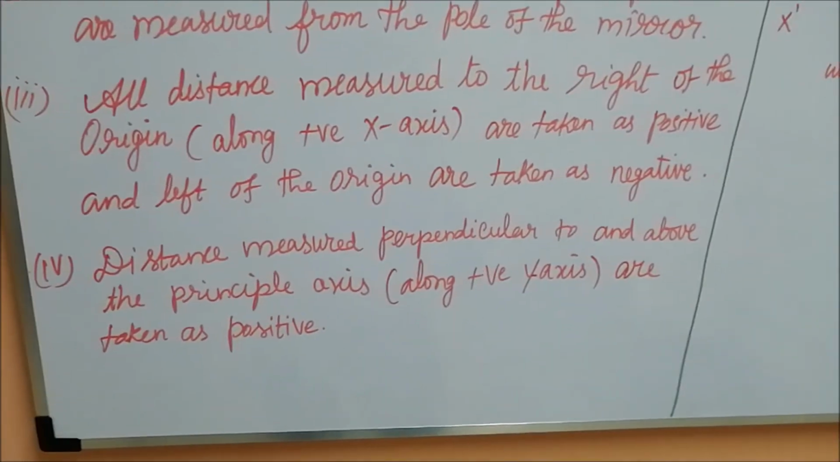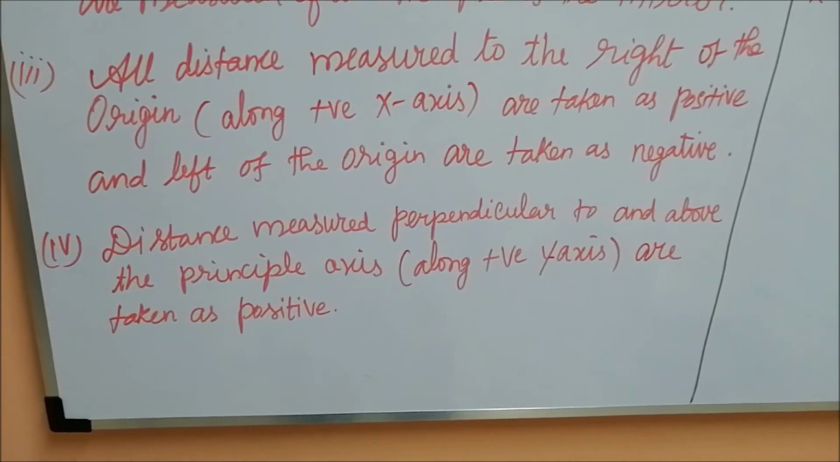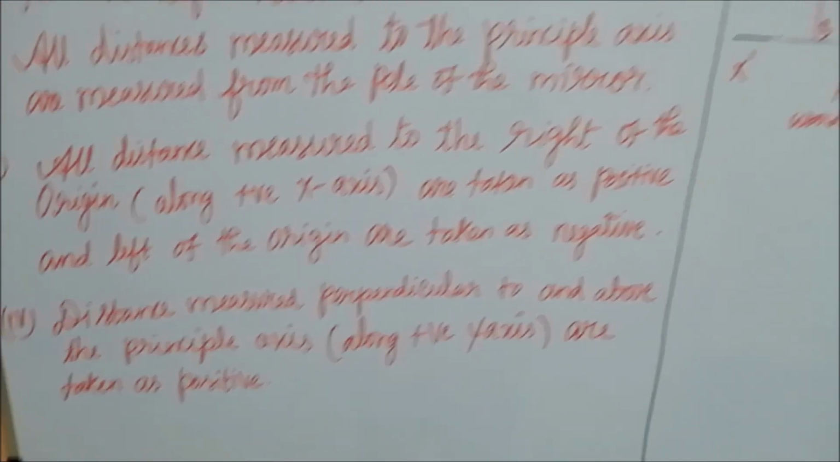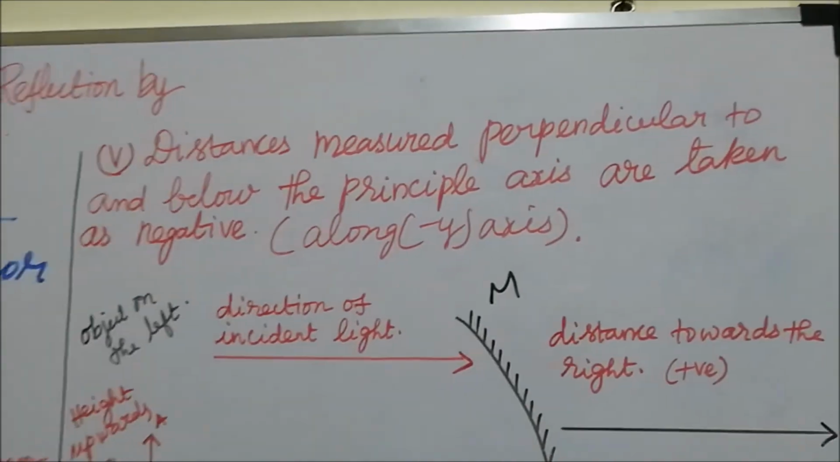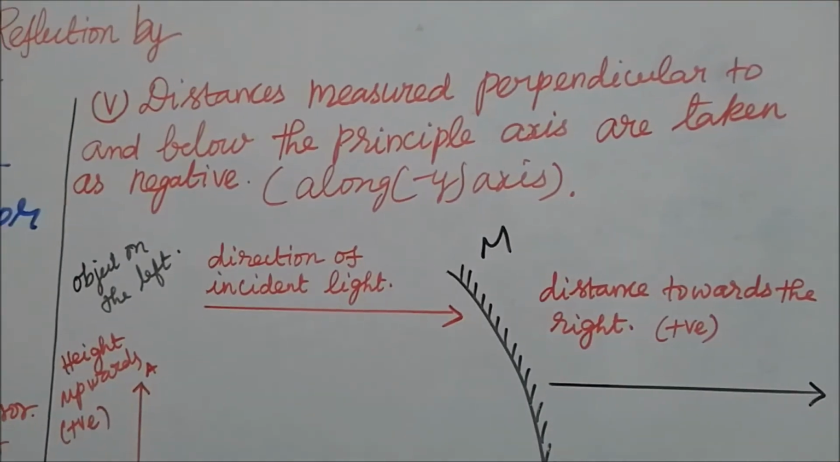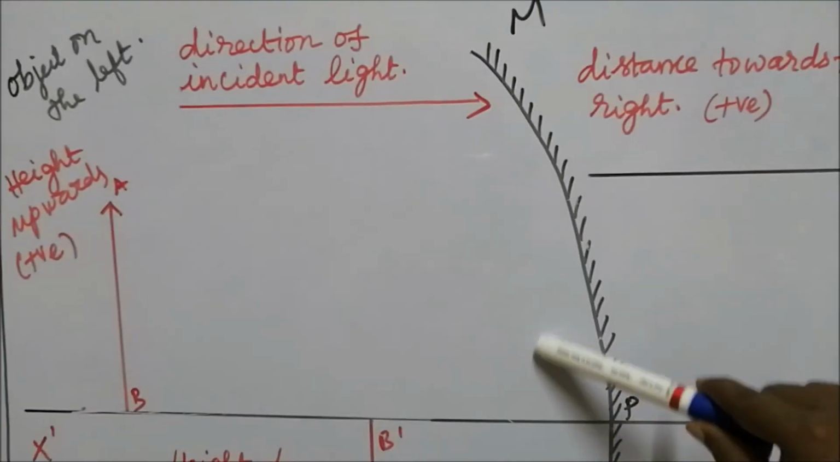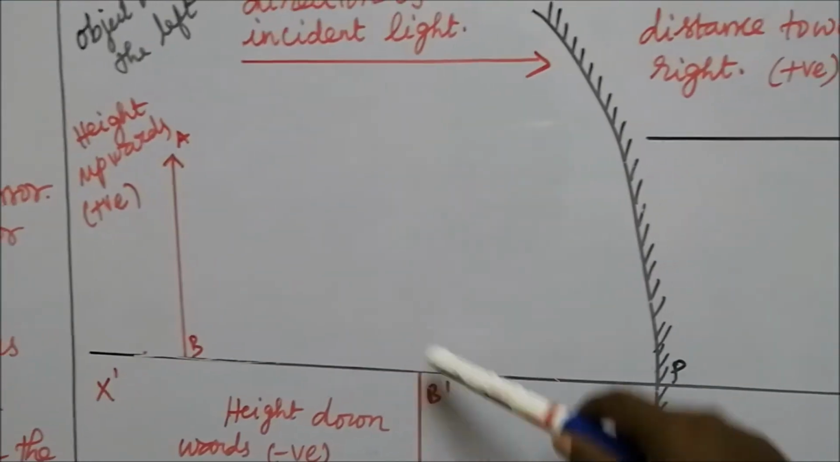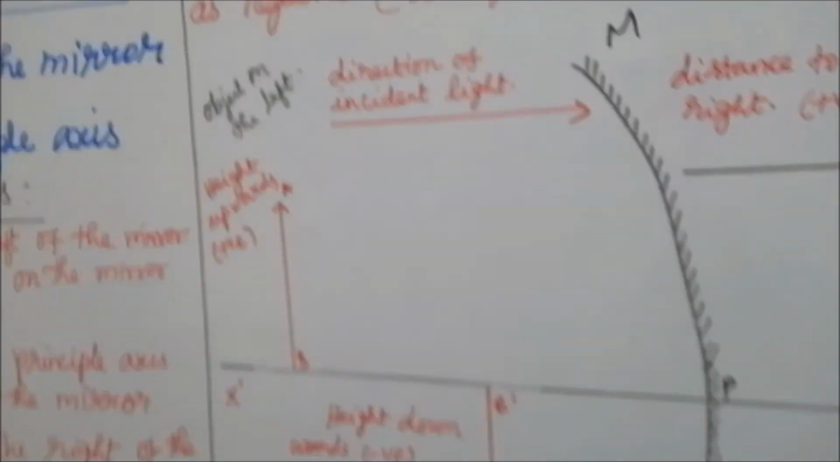The distance measured perpendicular to and above the principal axis is taken as positive. The distance measured perpendicular to and below the principal axis is taken as negative, along the negative y-axis. This is considered as the positive y-axis, that is above the principal axis, and below the principal axis is considered as the negative y-axis.